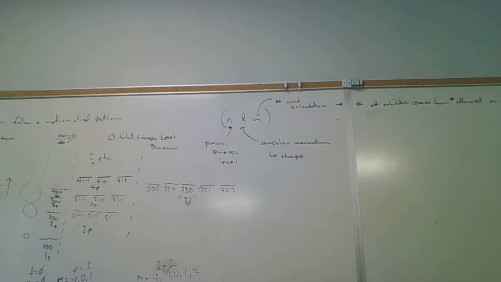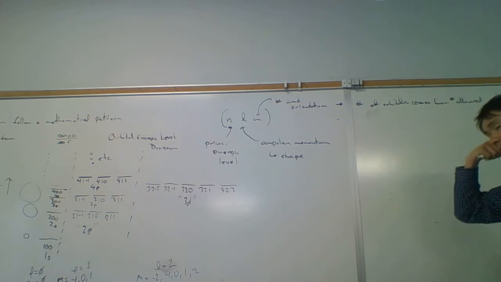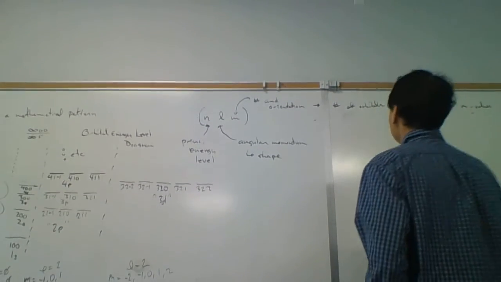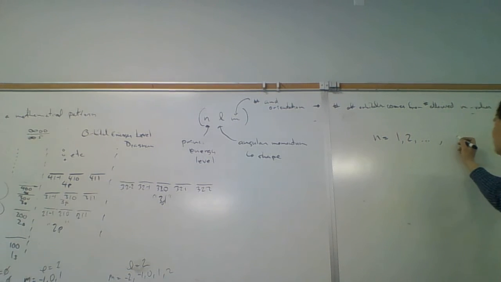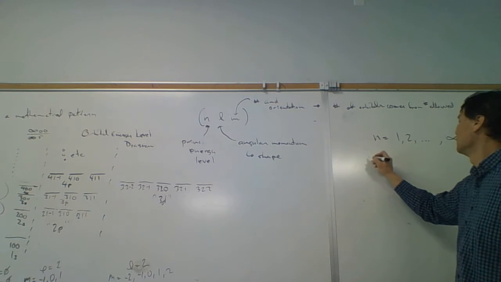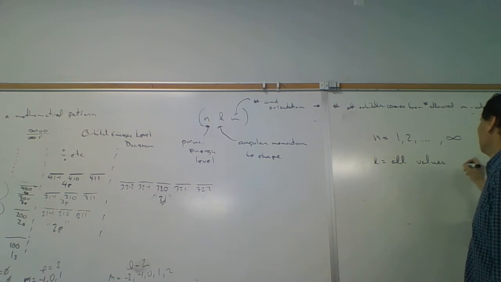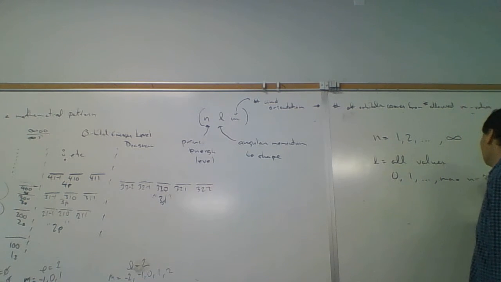All right, so let's look at the number patterns here. There are more number patterns than we can see, but I'm not going to go through all the number patterns. Well, n can be 1, 2, and so on. What's the maximum n value? Infinity. So there's an infinite number allowed, but n cannot be 0. n cannot be other things. L is going to be all values from 0, 1, up to a max of n minus 1.